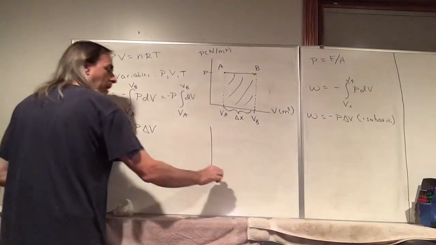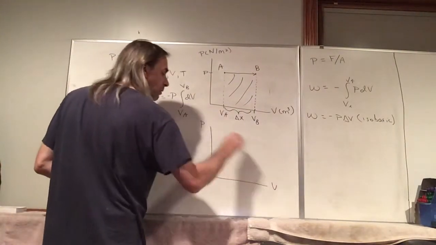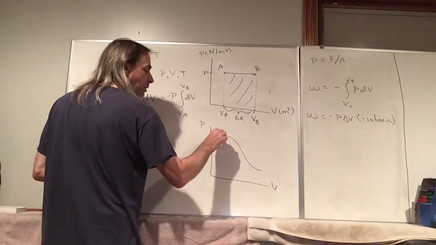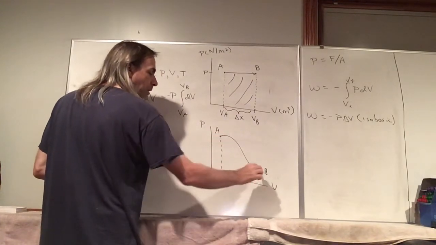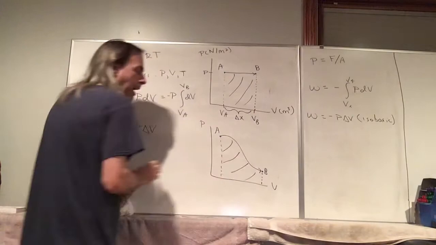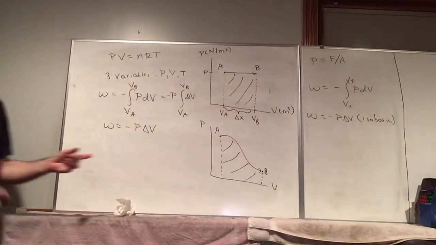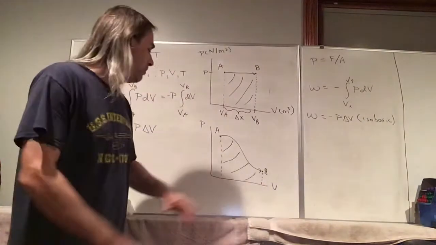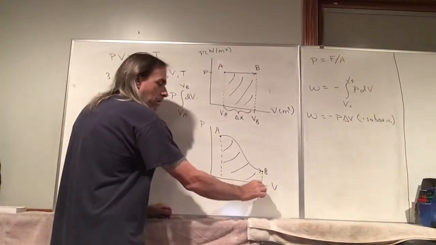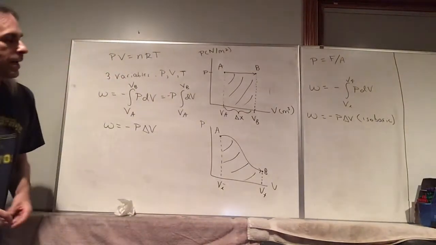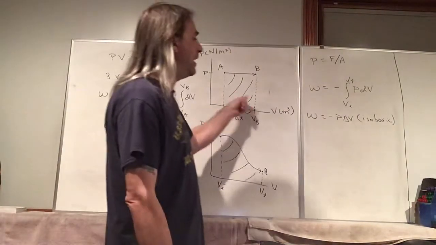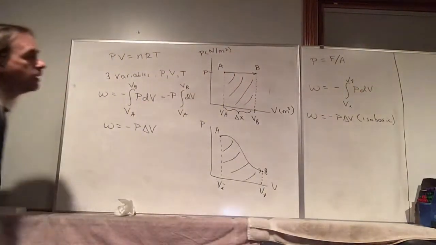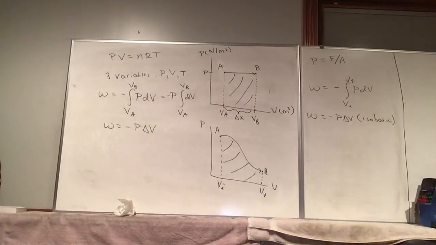What if we have a more general process, just some random path from A to B? So we can draw these vertical lines. And again, the magnitude of the work is the integral of P dV, starting from V initial to V final. And we know that the integral gives the area under the curve. So in general, for a PV diagram, we can interpret the work as the area underneath this curve. So that applies in general.